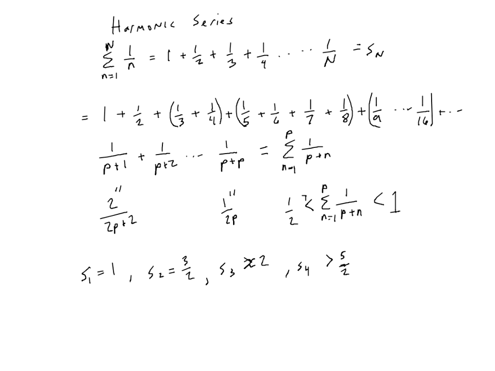Right. Right. So what happens is you could say that this number right here is somewhere between 1/2 and 1, okay, for this group. This group right here is going to be somewhere between 1/2 and 1. This group right here is going to be somewhere between 1/2 and 1.